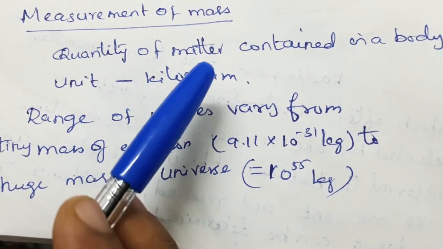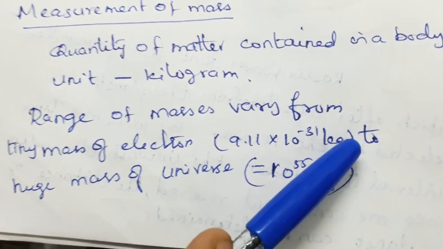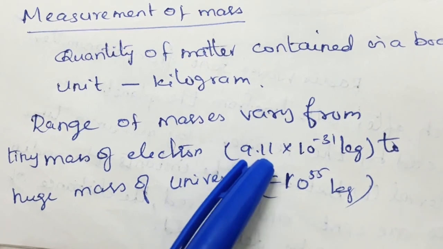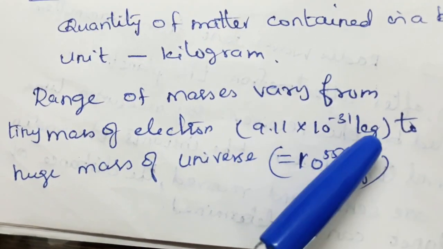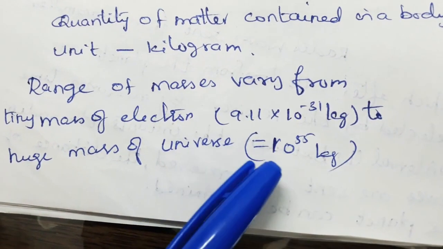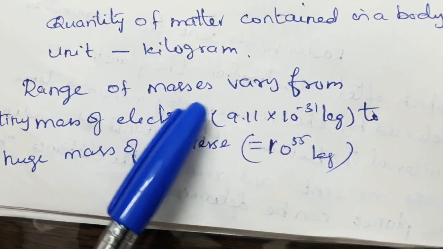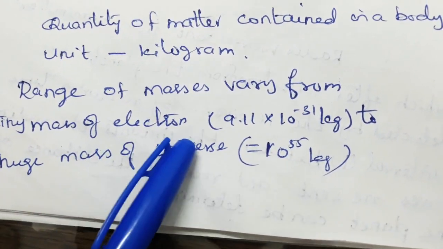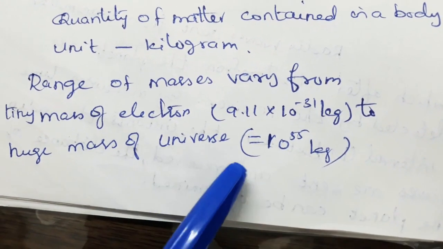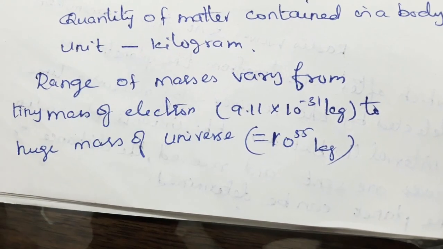Like distance, the mass range also varies. This range of masses varies from the tiny mass of an electron, of the order of 9.11 into 10 power minus 31 kilogram, to the huge mass of the universe, 10 power 55 kilogram. How can we measure the mass?